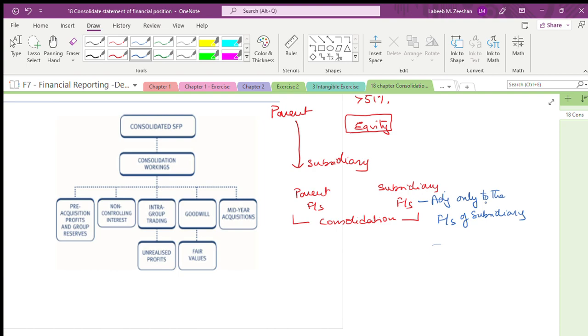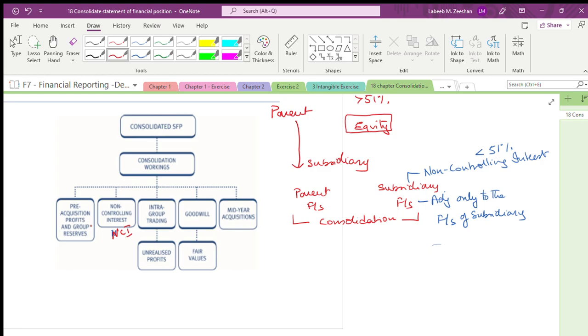The subsidiary company's share is called non-controlling interest. Why? Because it will have less than 51% of the equity shares. In this process, we will have so many things. We call it non-controlling interest.